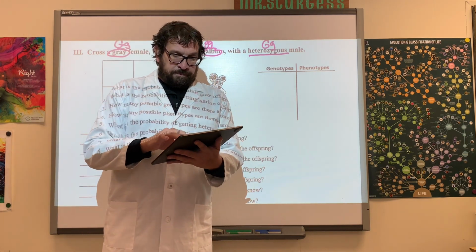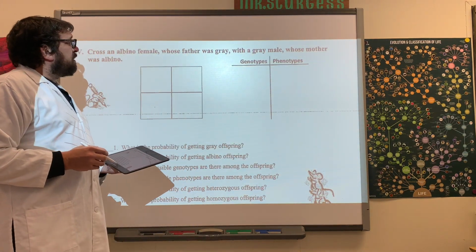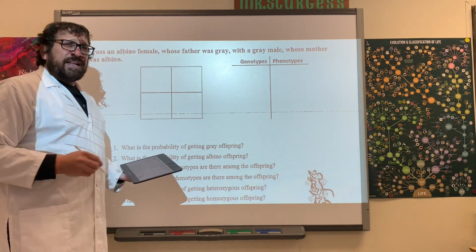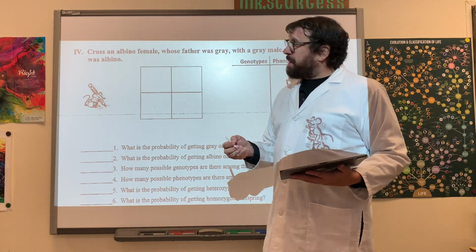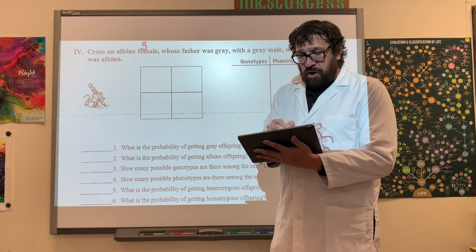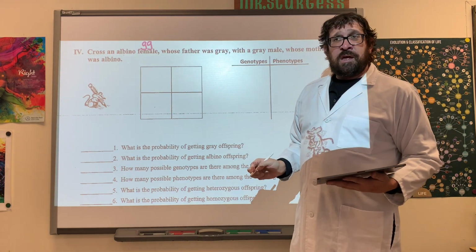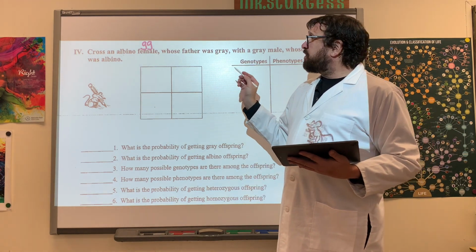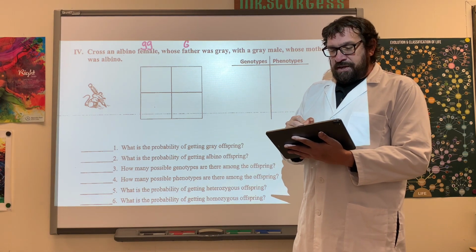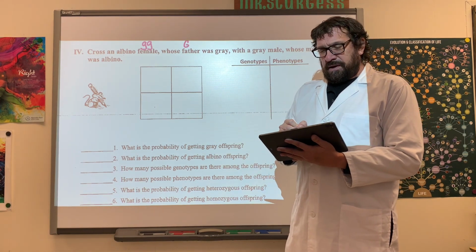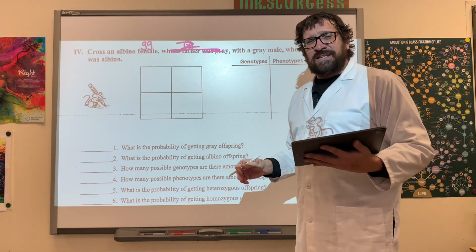And then number 4, cross an albino female whose father was gray. Okay, let's think about that. She's albino. Well, there's only one way you can be albino, and that's if you're small g, whose father was gray. So if she got a small g somewhere, that father, he's gray, so he's definitely got a capital G, but he must also have a small g in him. But I don't know if that's important right now, so I'm going to just kind of erase that.